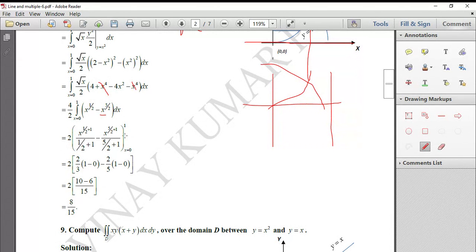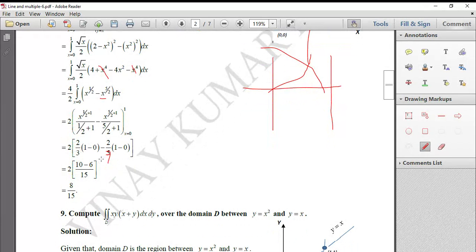2 2s are 4. 2 will remain outside. Now apply the upper limit. Half plus 1 is 3 by 2. If you send that one to numerator, that becomes 2 by 3. 2 by 3 into, when you put x equal to 1, you'll get 1 to the power of anything is 1, minus, when you put x equal to 0, you'll get 0. Minus, now 5 by 2 plus 1 is 7 by 2. If you send that one to numerator, that becomes 2 by 7. If you apply the limit, you'll get 1 to the power of anything is 1, minus 0.